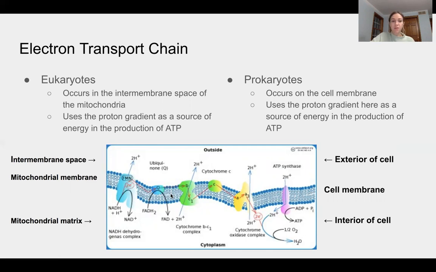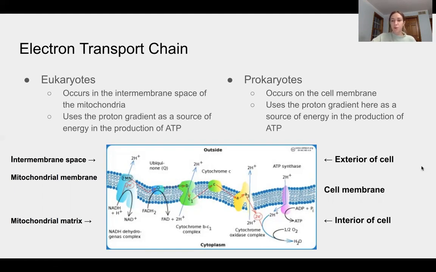And then on the left, you see that this is the mitochondrial inner membrane. That should be a little bit more specific. And then inside is the mitochondrial matrix. For prokaryotes, they just use their cell membrane to create this gradient and to pump their protons. So you can see here that the outside, in this case, will be the exterior of the cell, and then the cell membrane, and then the interior of the cell. Very similar, but just slightly different location here.